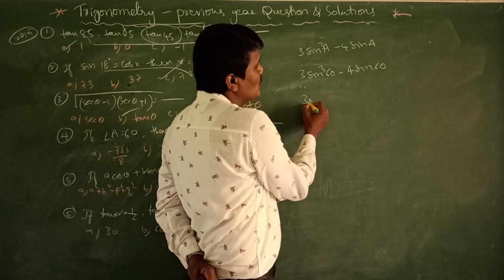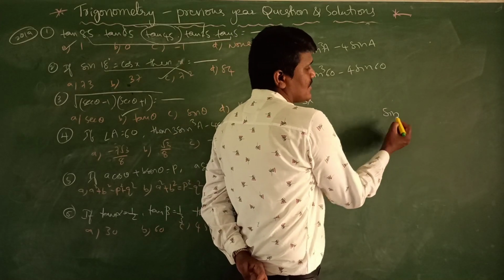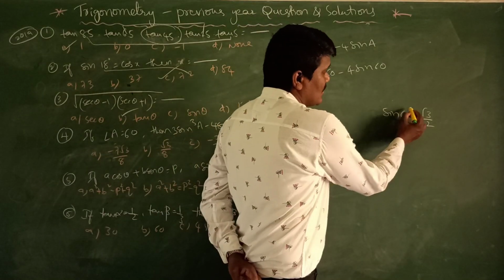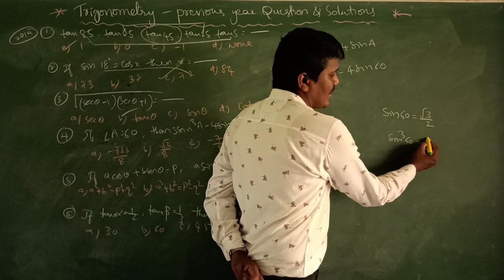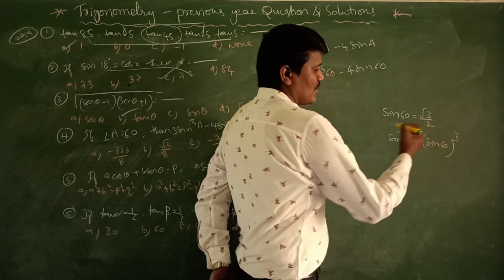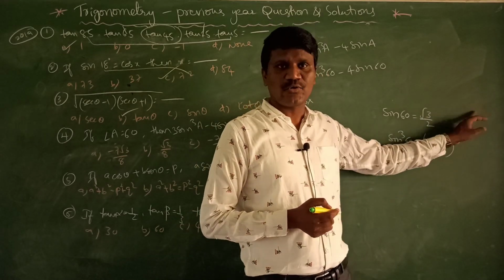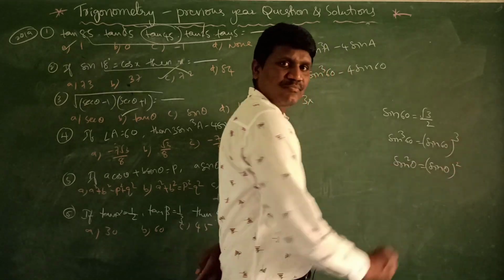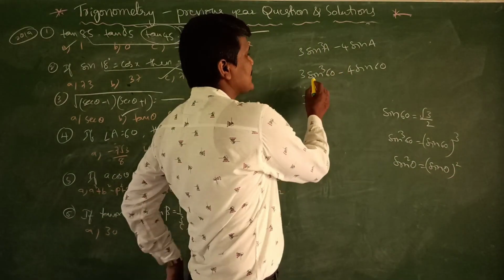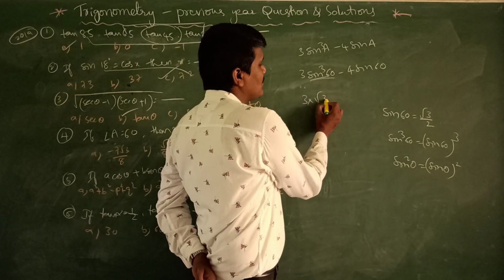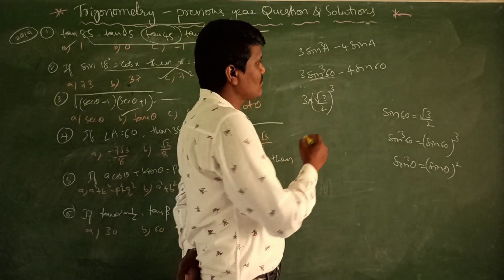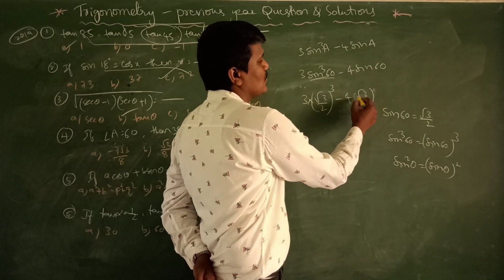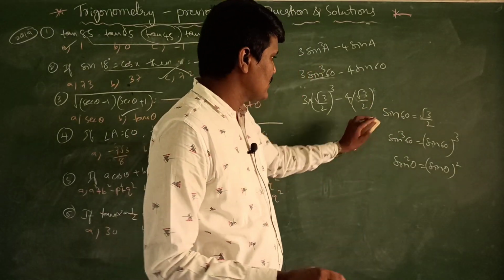So here 3 sin cube 60. Sin 60 value is root 3 by 2. Sin cube 60 is nothing but sin 60 whole cube. Both are the same, just as sin square theta you can write as sin theta whole square. Right students? Now sin cube 60: first substitute the sin 60 value root 3 by 2, then cube, minus 4 sin 60, where sin 60 value is root 3 by 2. Okay?